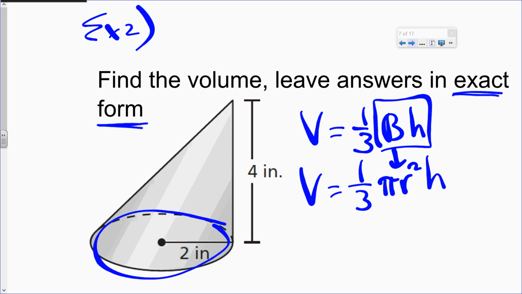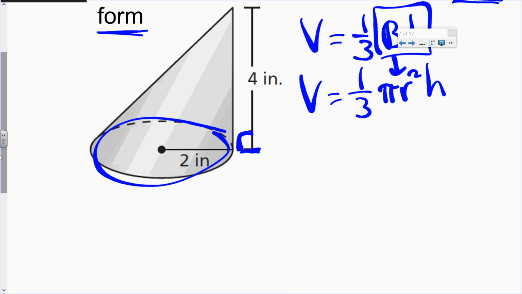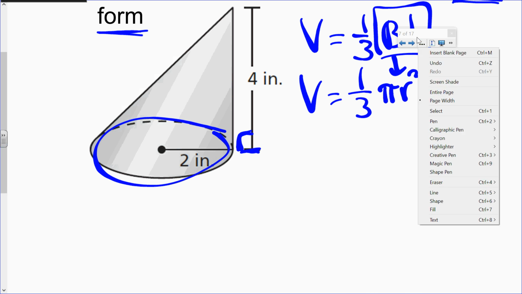I'm looking for perpendicularity for height. Look at this, this is 90 degrees for sure. This tells me it's 90 degrees. Look at straight up. So the 4 is the height. So let's rock and roll now. Let me start substituting. Erase this garbage here. There we go.